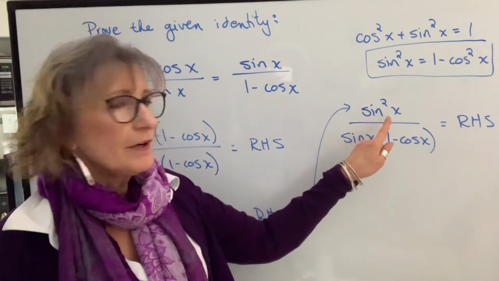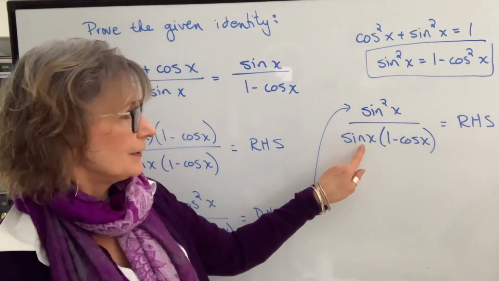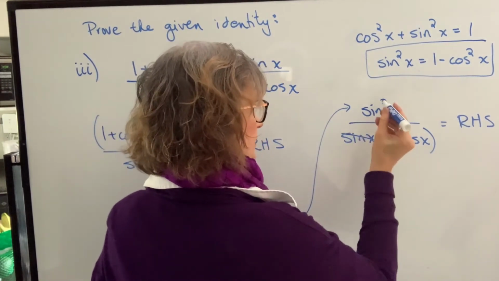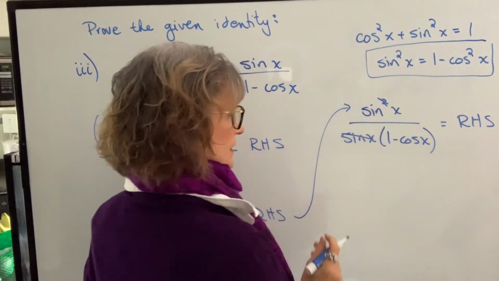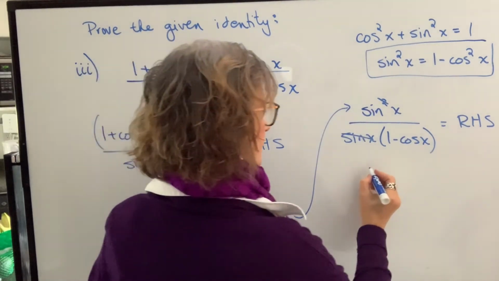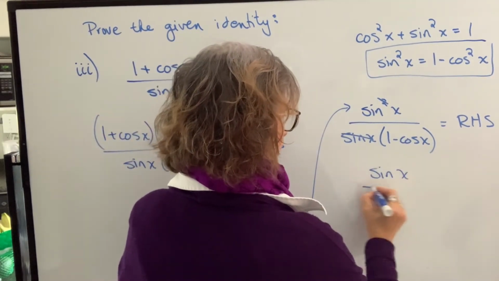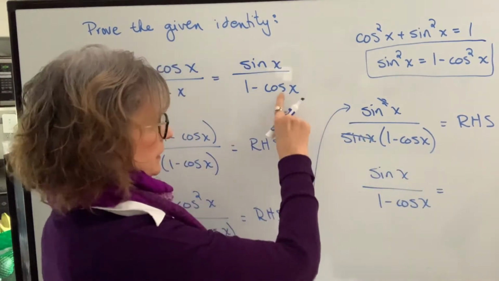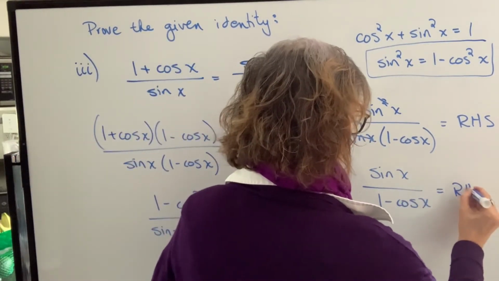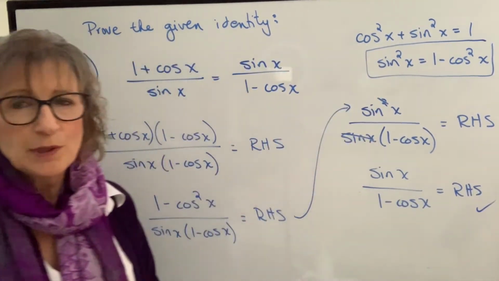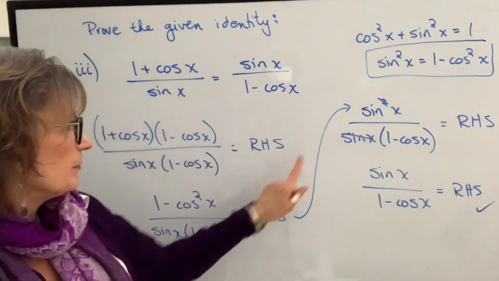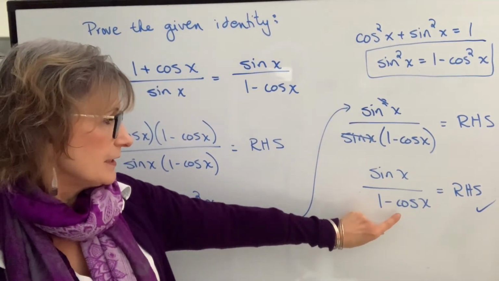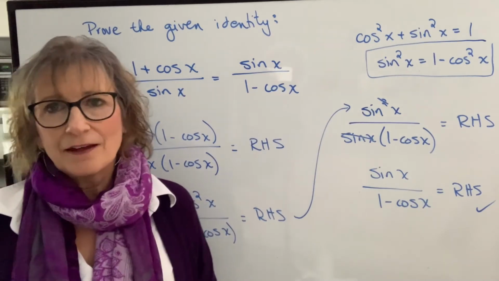Now I have a common factor of sine x in the numerator and in the denominator, so I'm going to cancel. I'm going to divide sine x into the denominator and divide it into the numerator, so I'll be left with just 1 over sine x. Take a look. I've done my proof because my expression has been manipulated using my identities and some algebraic techniques to get that.